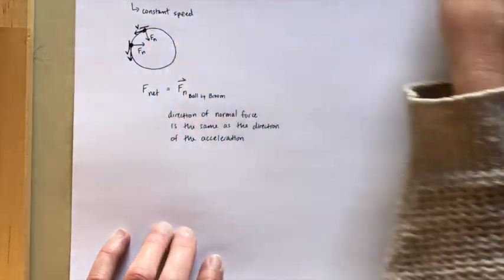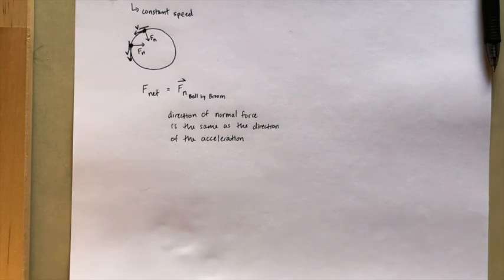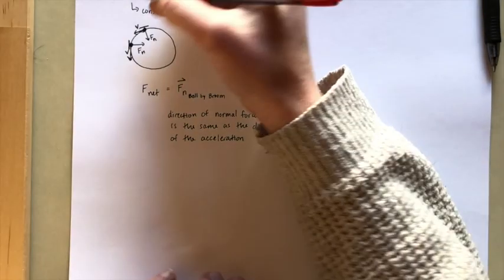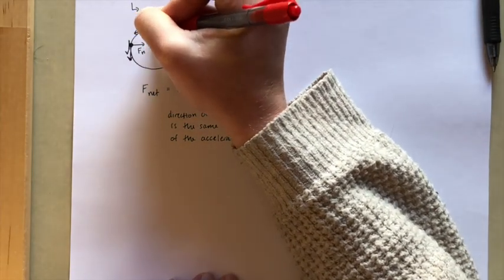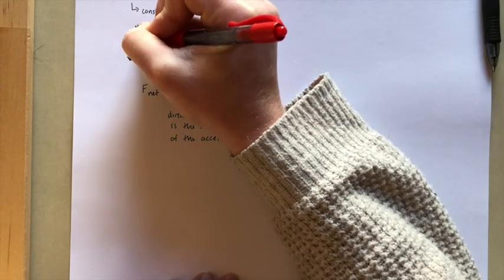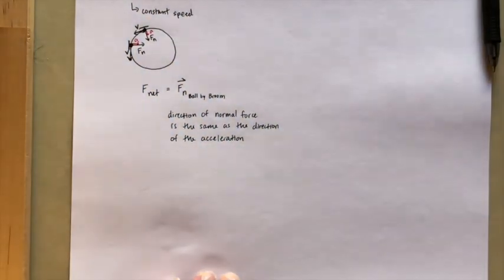So I could add to each of these, and looks like I lost my pens. Here they are. That are different colors. Add to each of these an arrow that also represents the acceleration, and the acceleration will always be towards the center of the turn here.